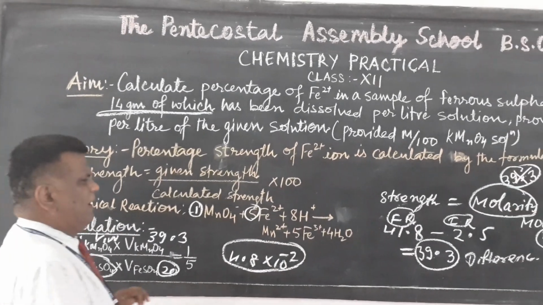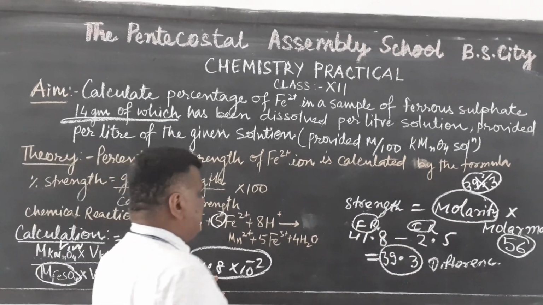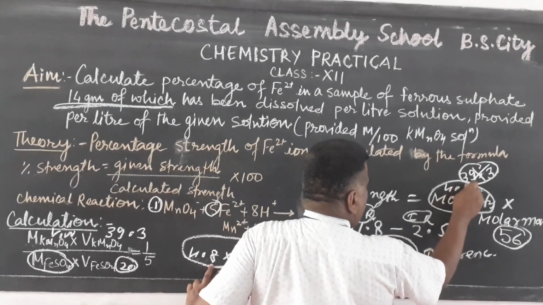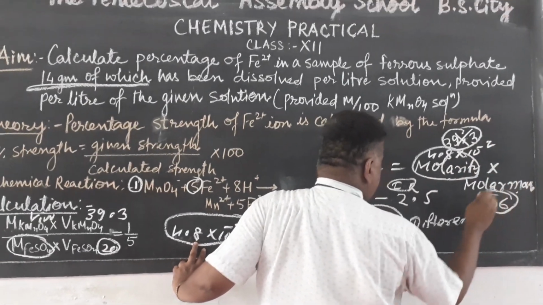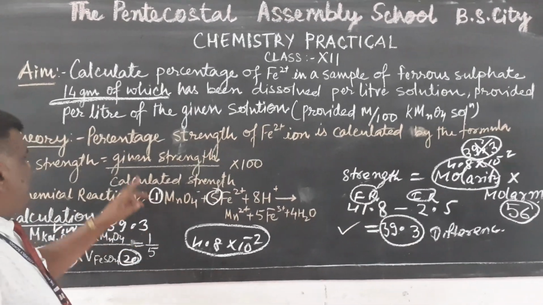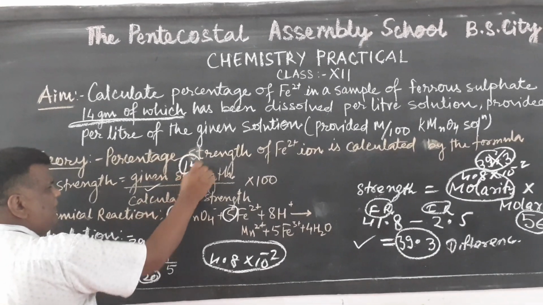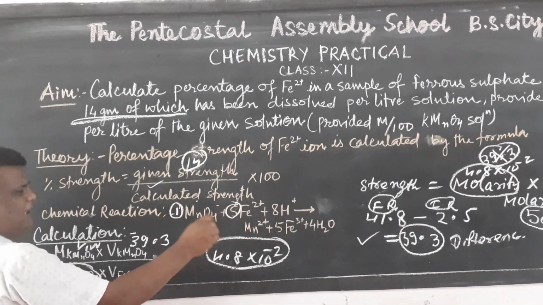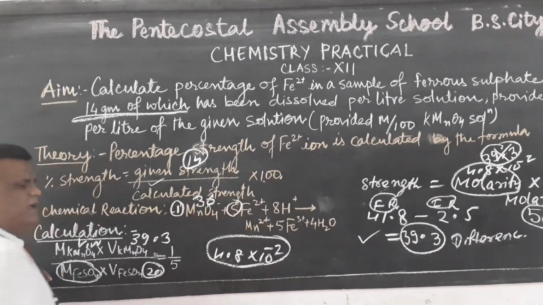Calculate and then you find the strength, molarity into molar mass. Molarity calculated 4.8 into 10 to the power minus 2. This is 56, and then you can find the percentage. Given the strength is 14, calculate that strength, that will come perhaps 36, and into 100.